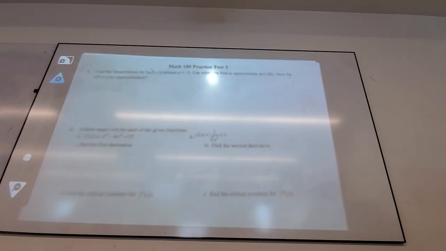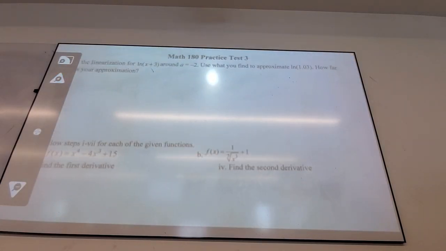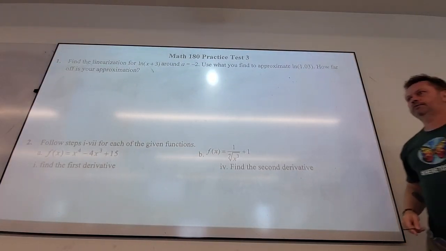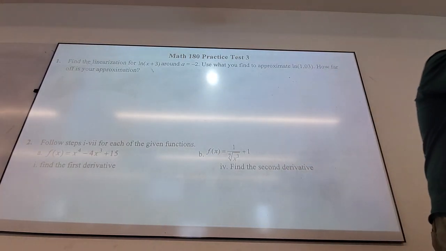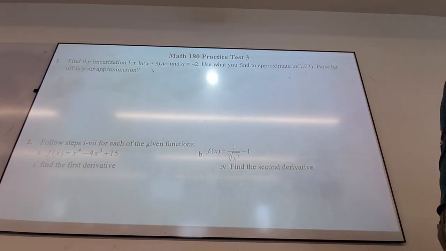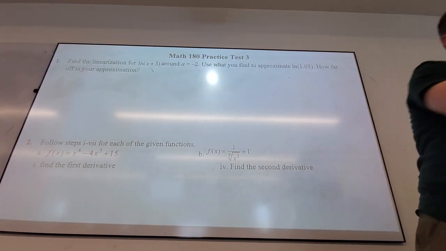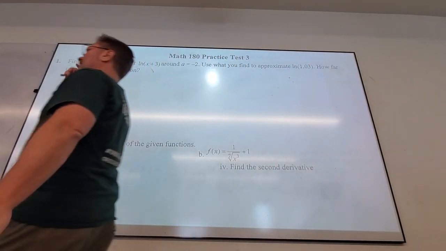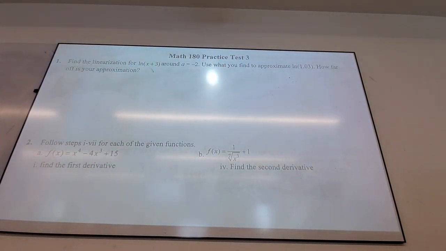So guys, when it says find the linearization, what's a better way to reword that? Find the element. The element. F of A plus F prime of A times X minus A.